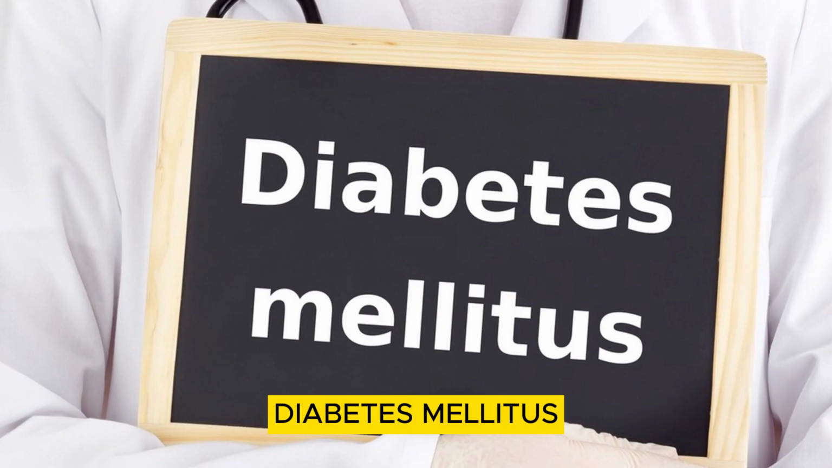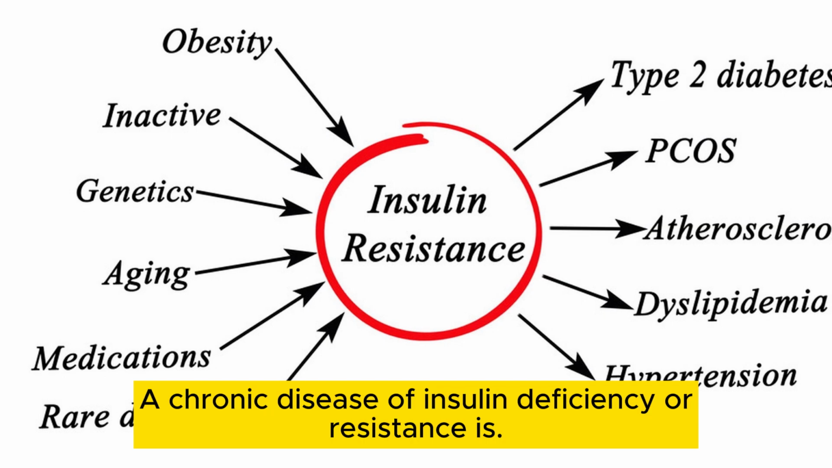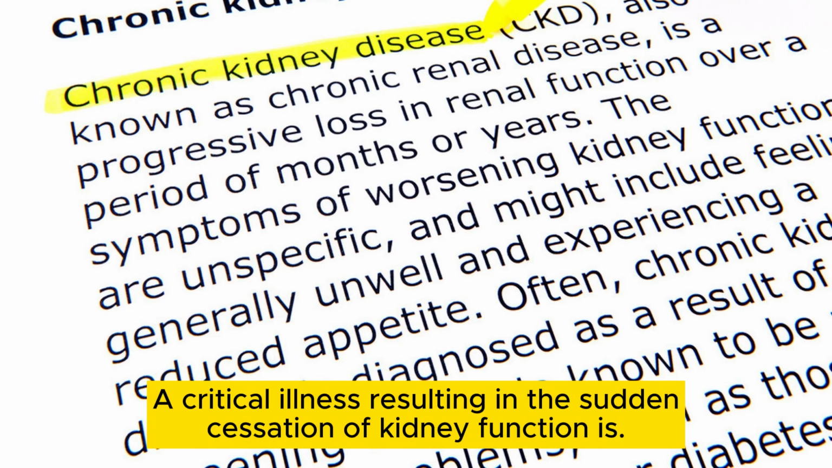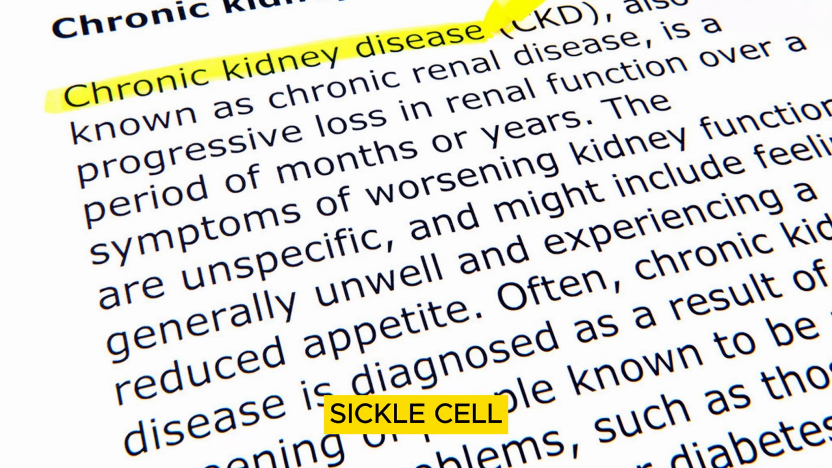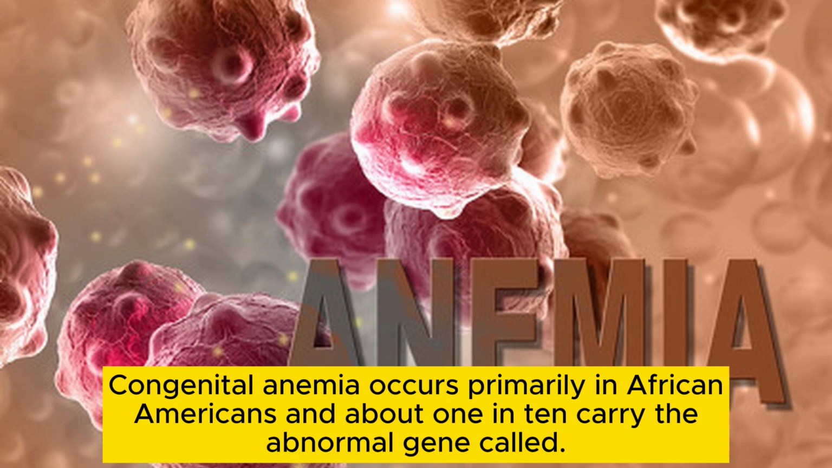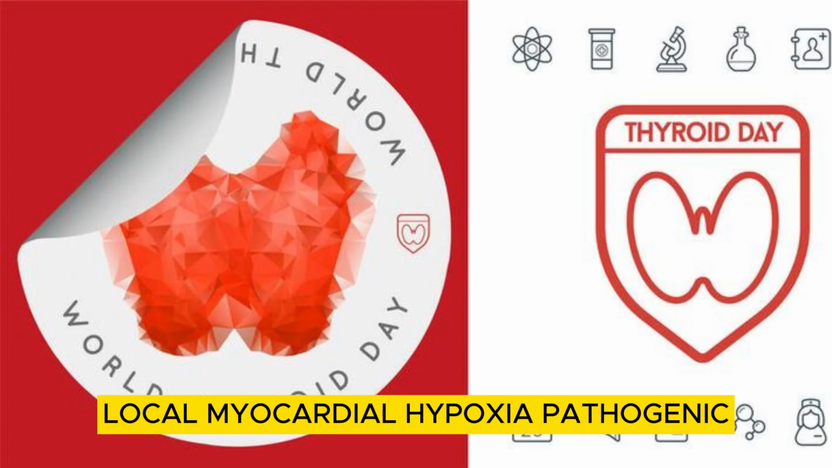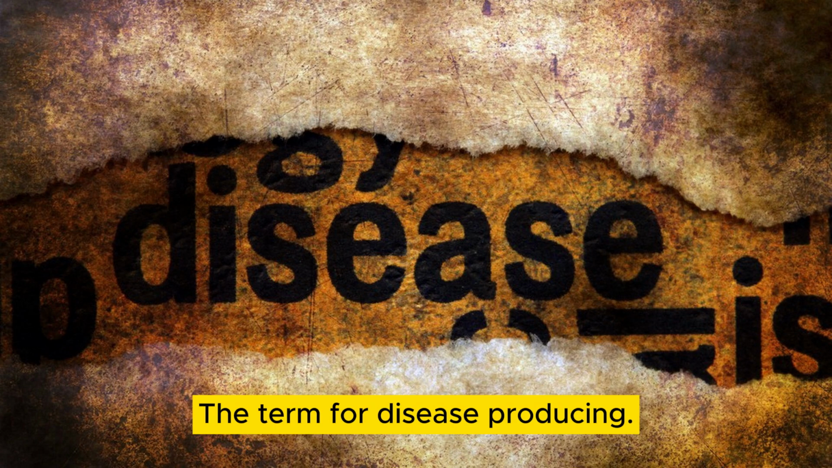Diabetes mellitus. A chronic disease of insulin deficiency or resistance. Renal failure. A critical illness resulting in the sudden cessation of kidney function. Sickle cell. Congenital anemia that occurs primarily in African Americans, and about 1 in 10 carry the abnormal gene called sickle cell. The most potent stimulus to increasing coronary blood flow is called local myocardial hypoxia. Pathogenic. The term for disease-producing.